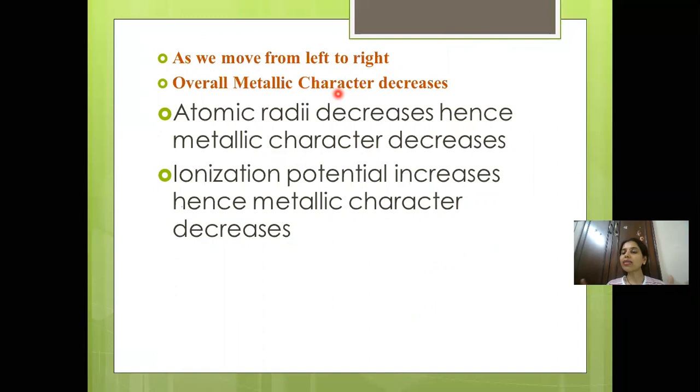So metallic character decreases when we are going across the period in the periodic table. So what has happened to the atomic radii? Atomic radii is decreasing, as you have learned.